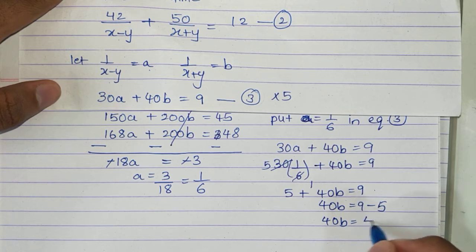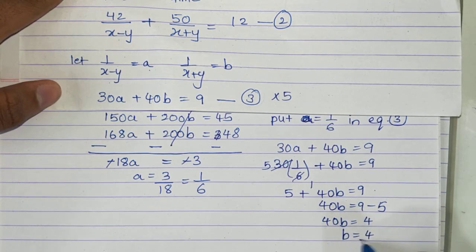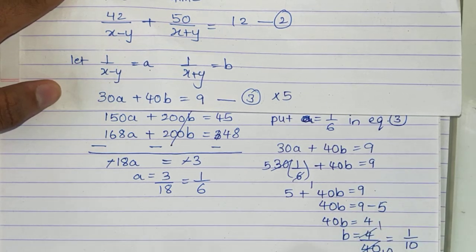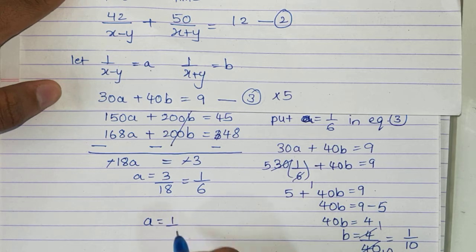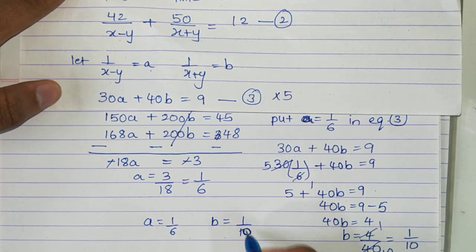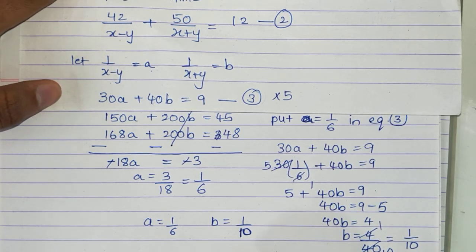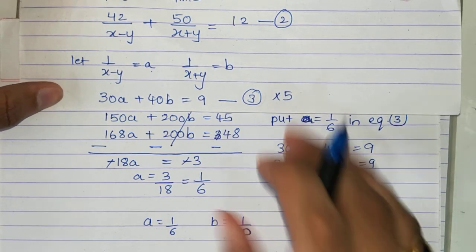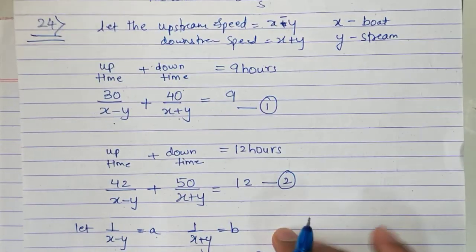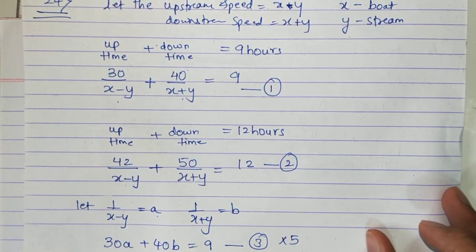(40b) equals 4. So b is 4 upon 40, that is 1 upon 10. So I got A as 1 upon 6 and B as 1 upon 10. The sum is not over yet because we have to find x and y. This is A and B. So first you copy this first part, pause the video and copy it.